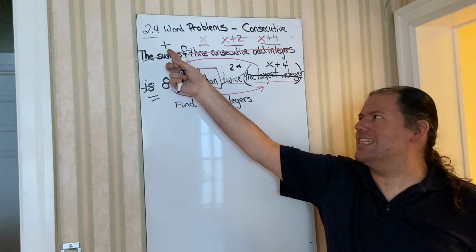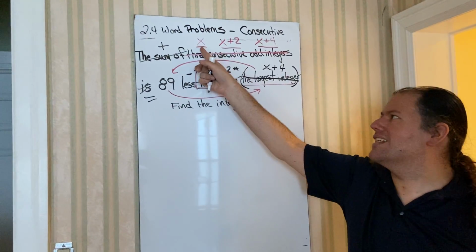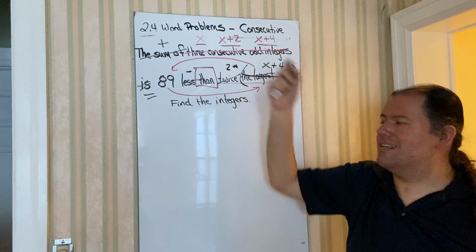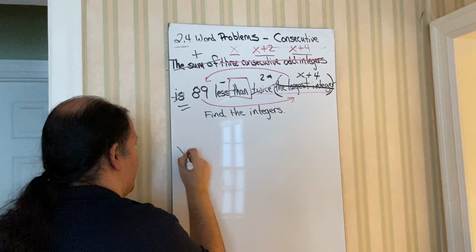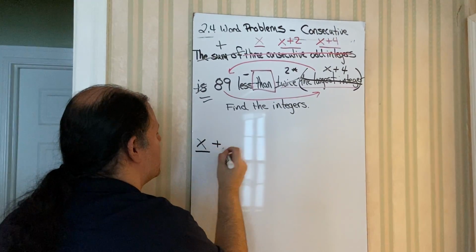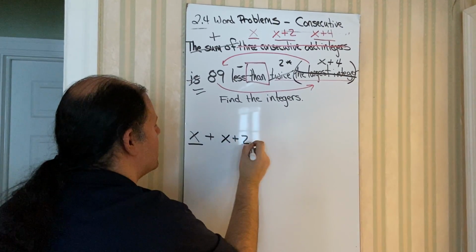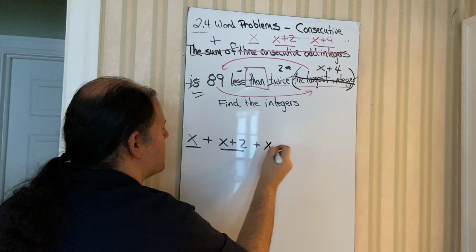So what are we adding? It says add the 3 consecutive integers. So I'm going to take this, this, and this, and add them. So let's write it down. We take the first integer, x. We're going to add it to the second integer, x plus 2. And we're going to add it to the third integer, x plus 4.